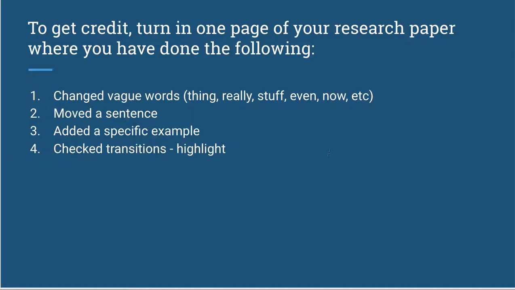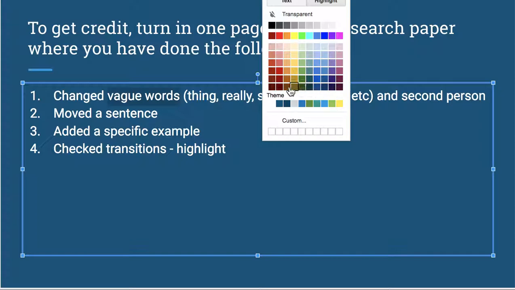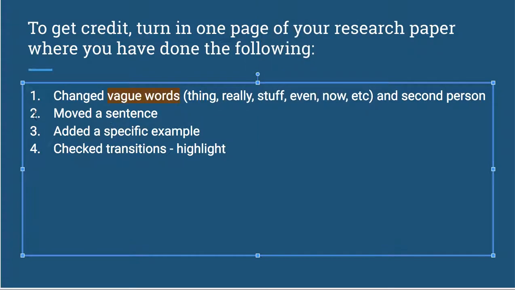All right, finally, to get credit for this is what I want you to practice. I want you to turn in 1 page of your research paper where you have done the following things. Number 1, changed vague words, right? So think about these vague words: thing, really, stuff, even, now, etc. Really vague words, and second person. All right, so take those out. See if you can take them out and then highlight what you changed. Okay, so make sure you highlight it in some color that will actually show up, like in this case, burnt orange or whatever that is.